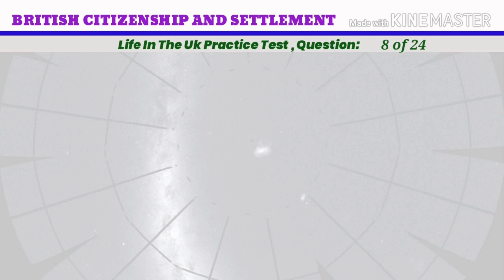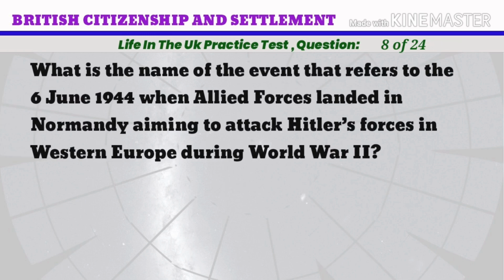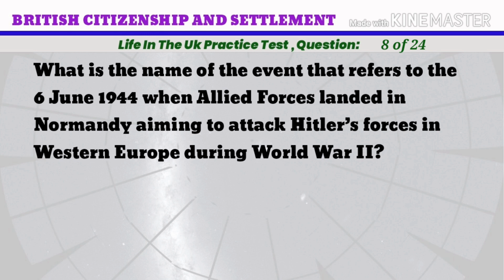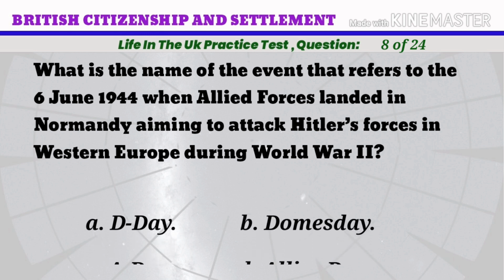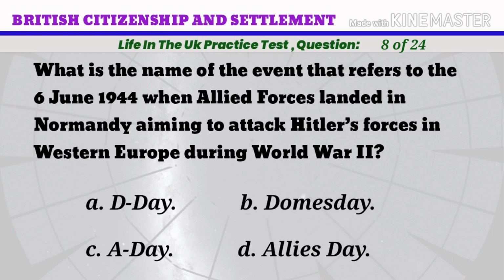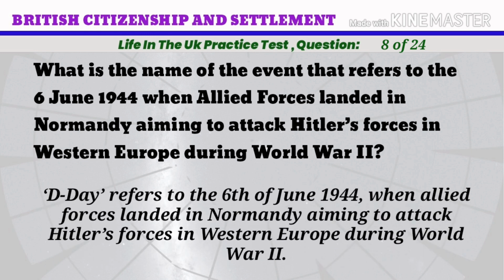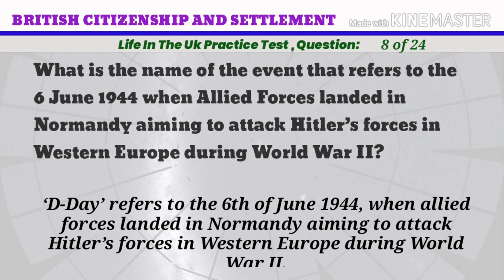Life in the UK practice test question 8 of 24. What is the name of the event that refers to the 6th of June 1944 when Allied forces landed in Normandy, aiming to attack Hitler's forces in Western Europe during World War II? A. D-Day. B. Doomsday. C. A-Day. D. Allies' Day. The correct answer is A. D-Day. D-Day refers to the 6th of June 1944, when Allied forces landed in Normandy aiming to attack Hitler's forces in Western Europe during World War II.